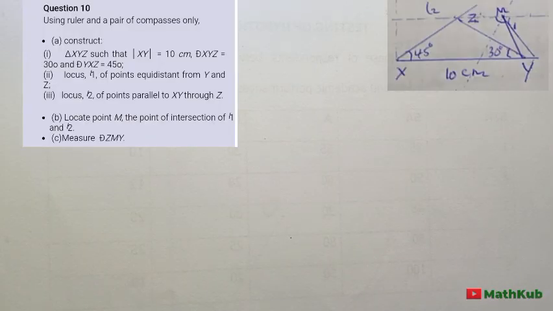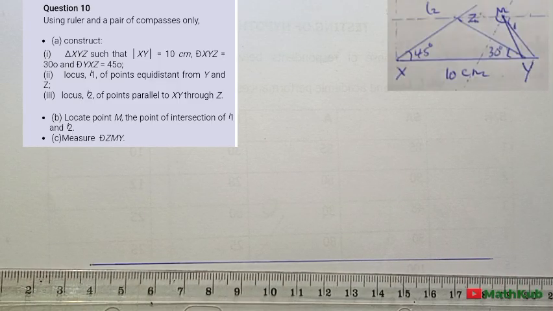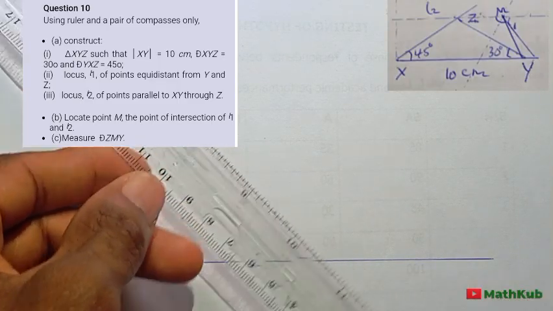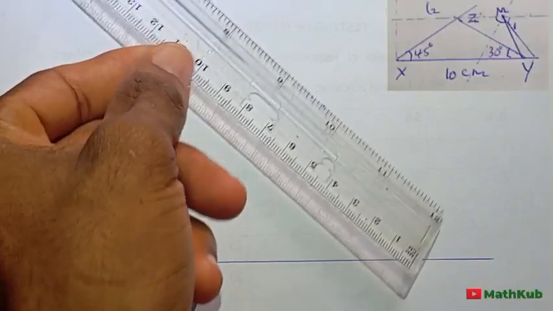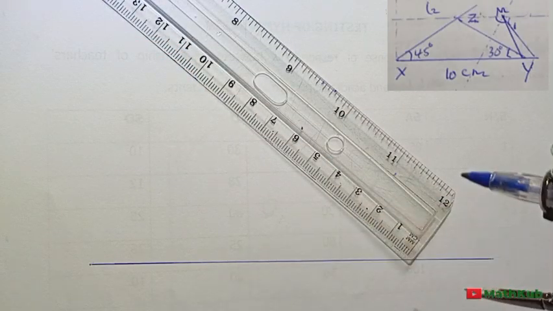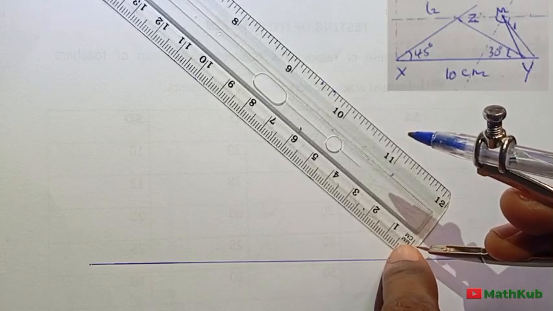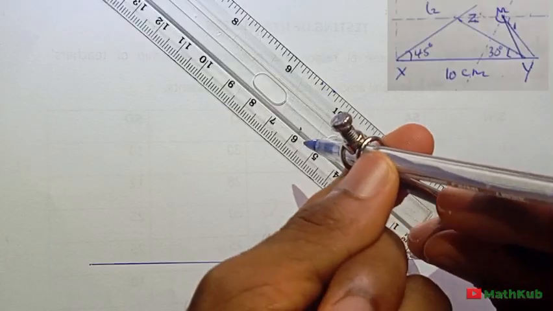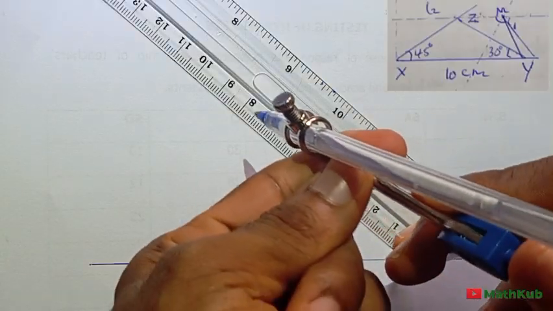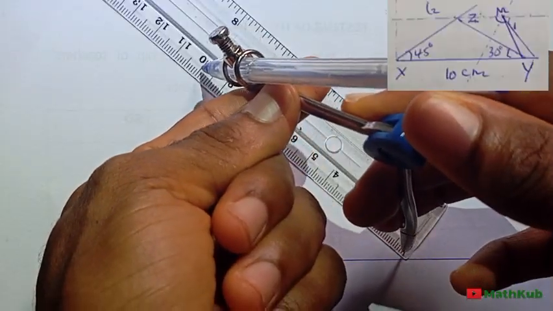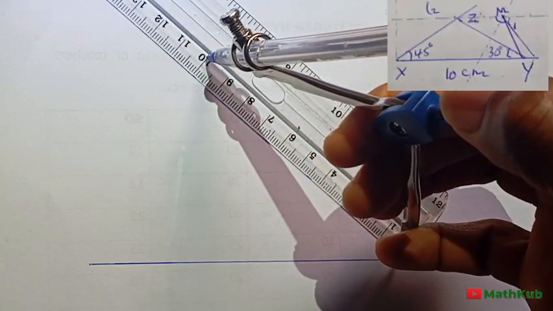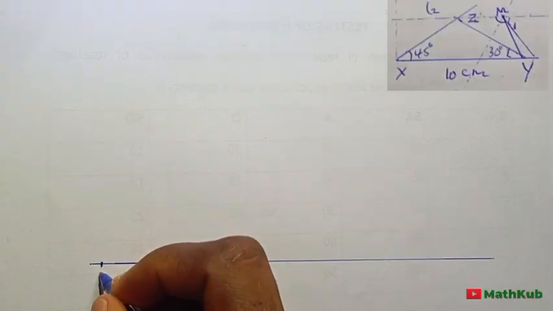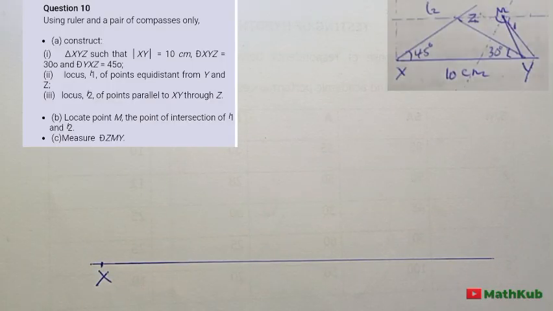Alright, let's start the main construction. Firstly, you draw a straight line. After that, you measure 10 cm. When you are measuring, they say use a pair of compasses and pencil only. Then measure 10 cm. This is my 10 cm. Then call this point X. Make sure after drawing your line, you mark a point X.